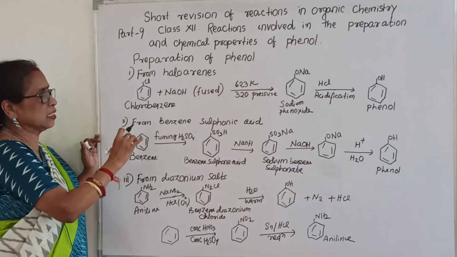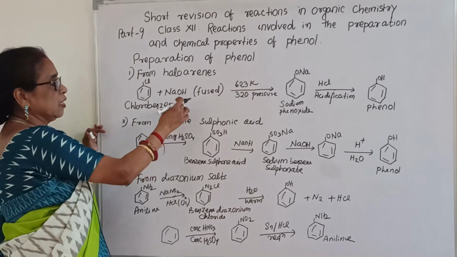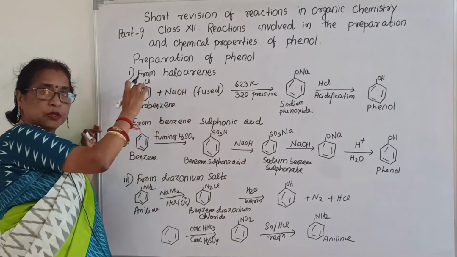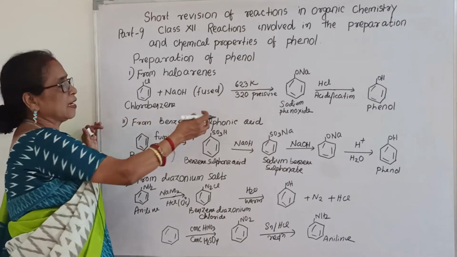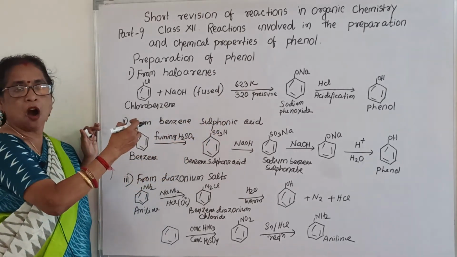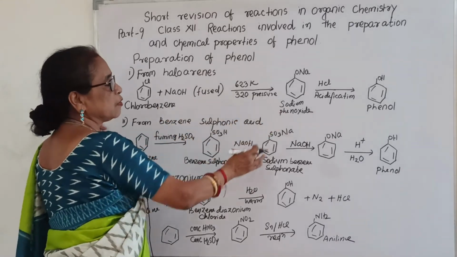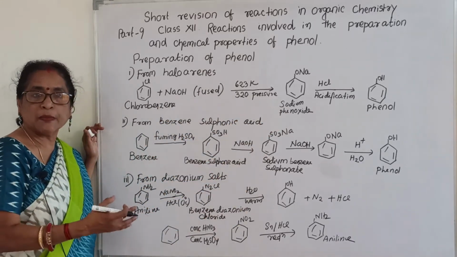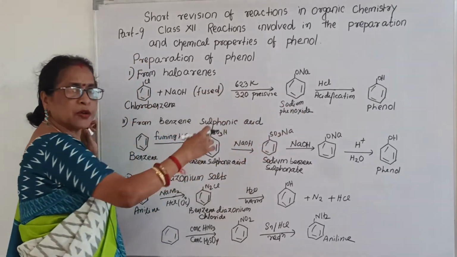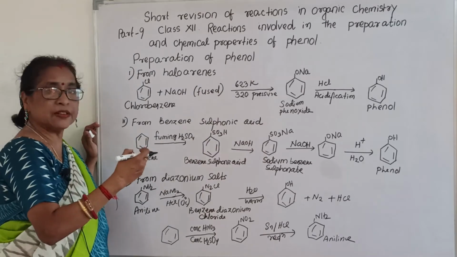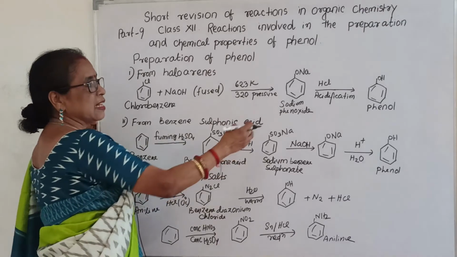In haloarenes, what do you do? First you take sodium hydroxide, you fuse it. When sodium hydroxide is fused with chlorobenzene, at temperature 623 K and pressure 320 atm, or if you can't remember then you should write temperature and pressure, it gives sodium phenoxide. What is the main product? Sodium phenoxide. In sodium phenoxide, when you treat it with dilute hydrochloric acid, because of acidification, then what is the result?